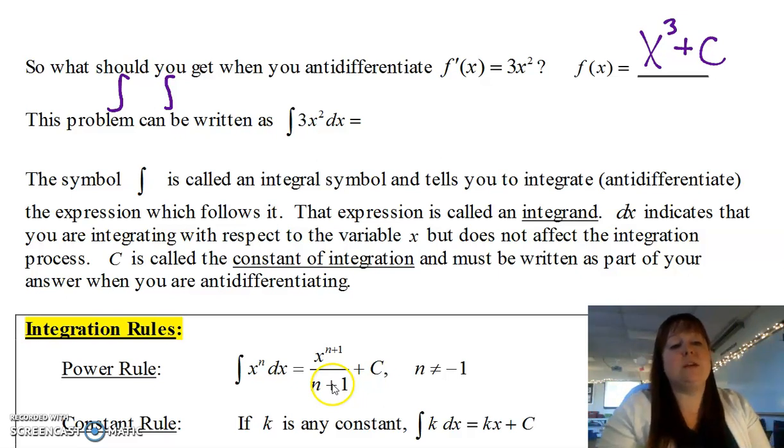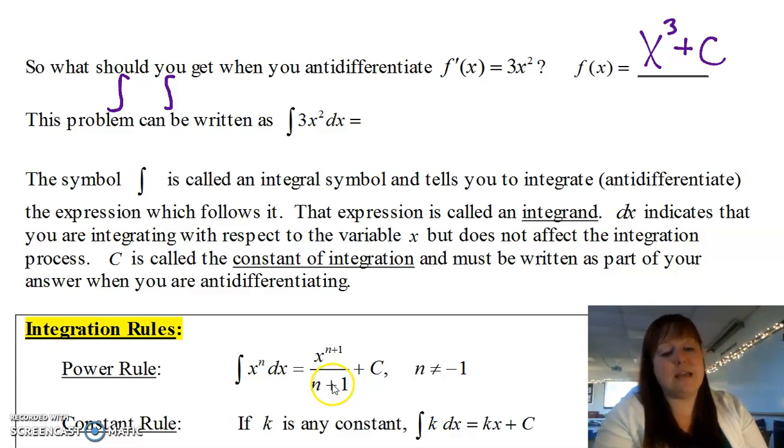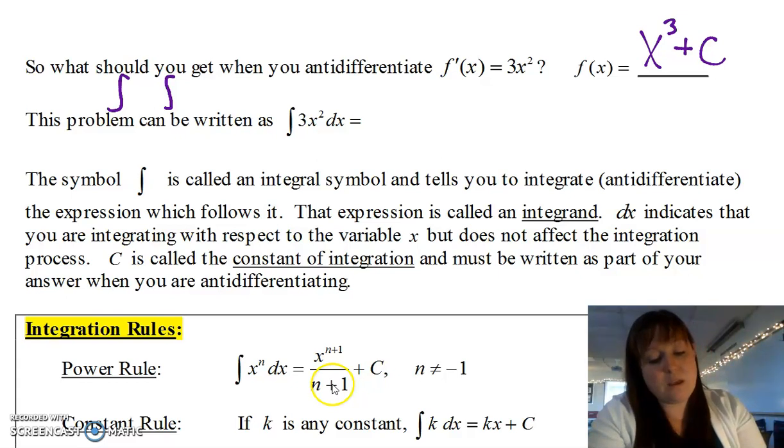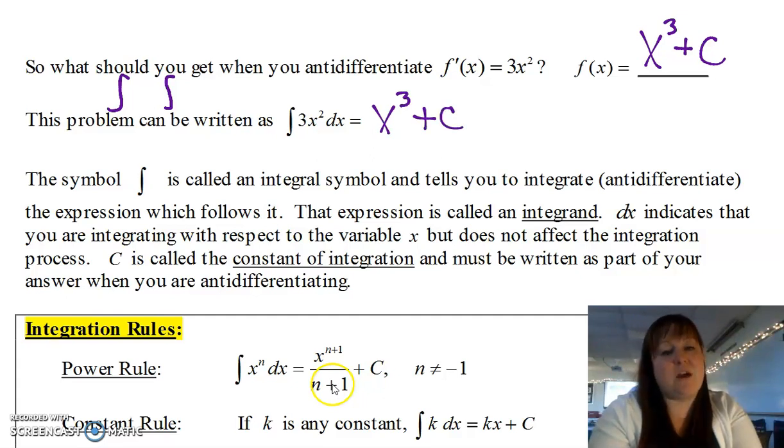So, what is the integral of 3x squared dx? Well, it's x cubed plus c. I've got to have that c on there, okay? So that says if the derivative was 3x squared, what is the function? X cubed plus c.